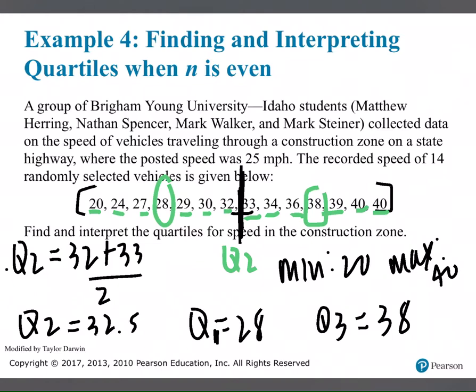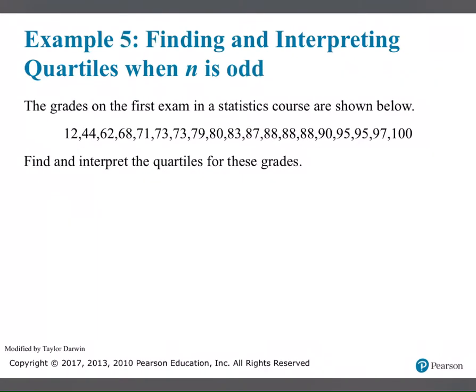Also, once you have your Q1 and Q3, you can say that the lower 25% of the data lies at 28 and below. And at 38 or above, the top 25% of the data lies. Or the lower 75% lies at 38 or below, right? You can say a lot of things once you find your quartiles. So that was with an even set.